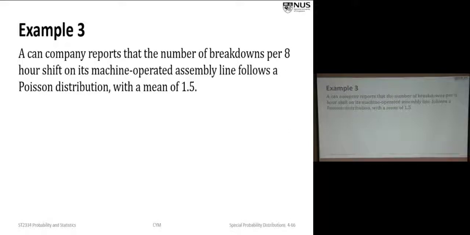Okay, example 3. In this example, we have a number of breakdowns. This is the number of occurrences over a period, and this period is an 8-hour shift. So over this period, the number of breakdowns, the number of occurrences, should follow a Poisson distribution with a mean equal to 1.5.